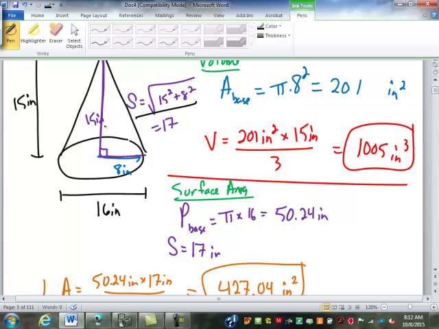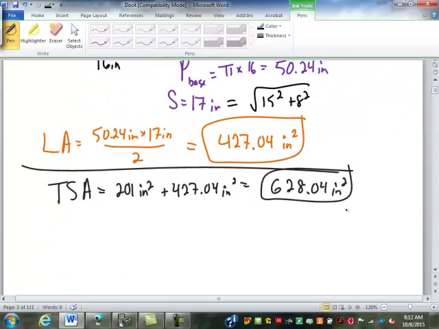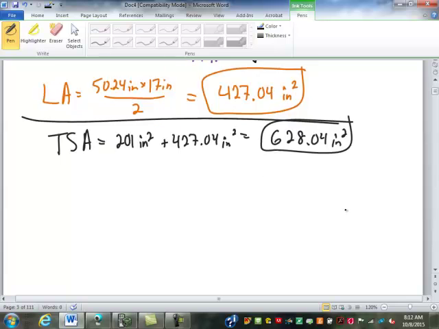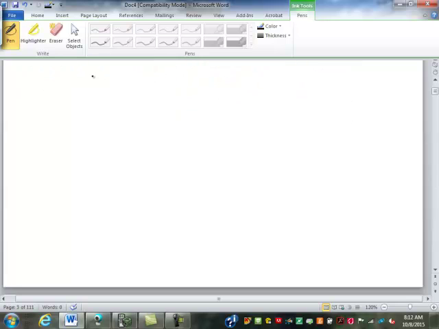That's that triangle there. So we've got a squared plus b squared. So 15 squared plus 8 squared, and then you take a square root. Well, let's move on to something else.